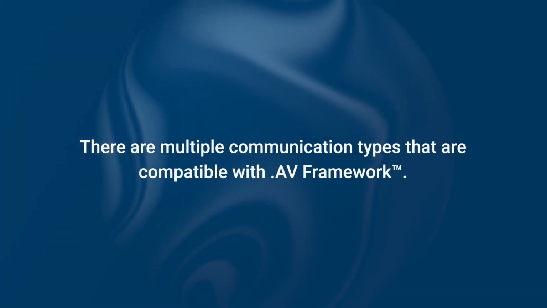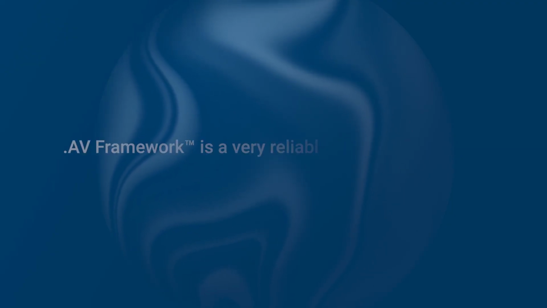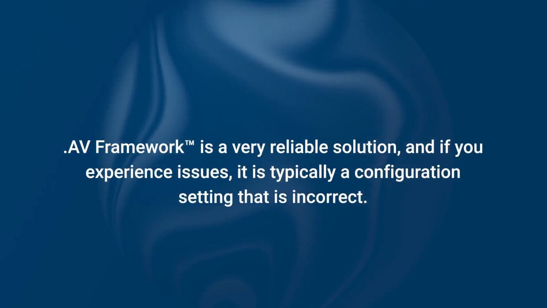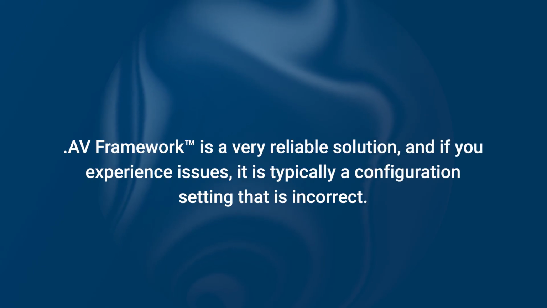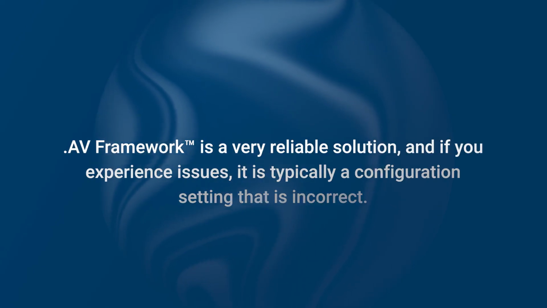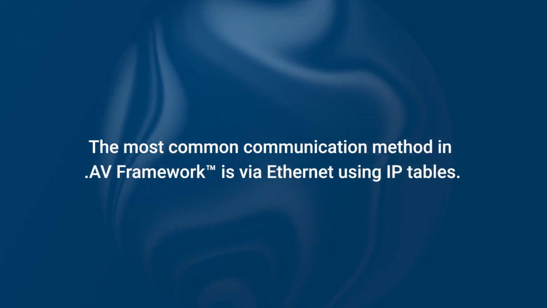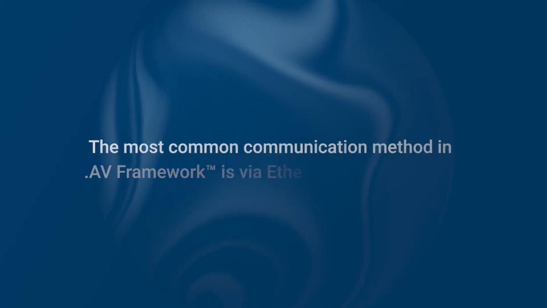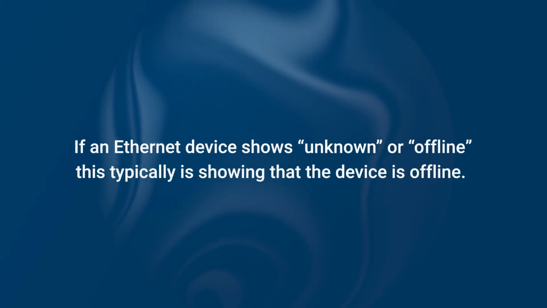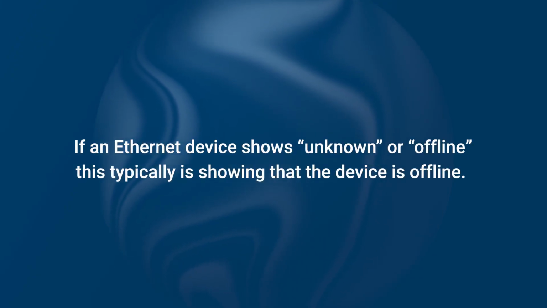There are multiple communication types that are compatible with AV framework. AV framework is a very reliable solution, and if you experience issues, it is typically a configuration setting that is incorrect. The most common communication method in AV framework is Ethernet using IP tables. If an Ethernet device shows unknown or offline, this typically is showing that the device is offline.